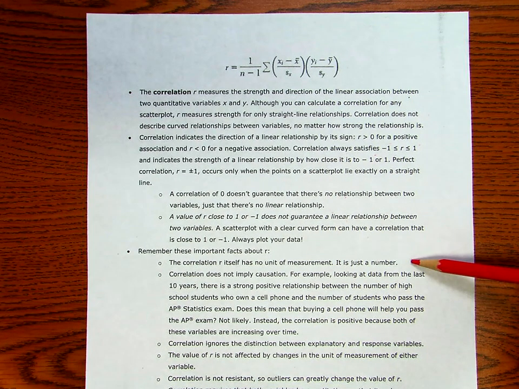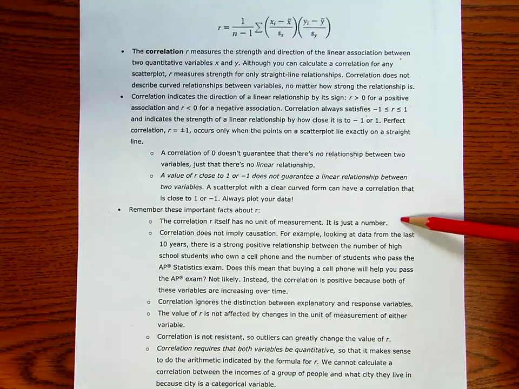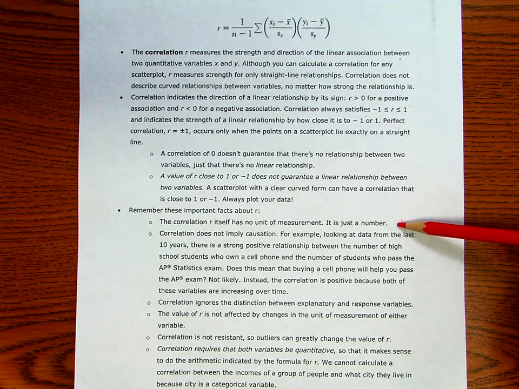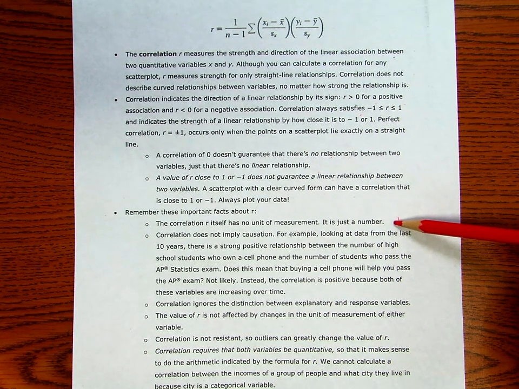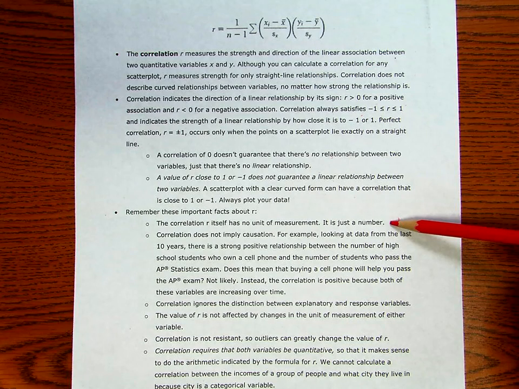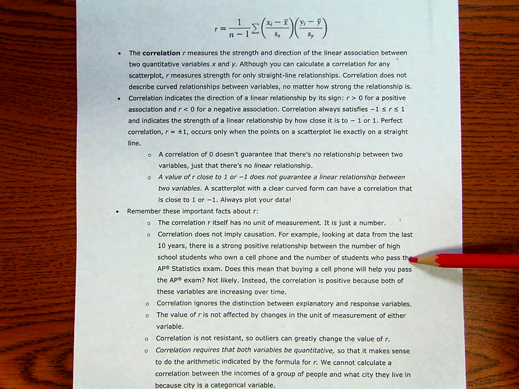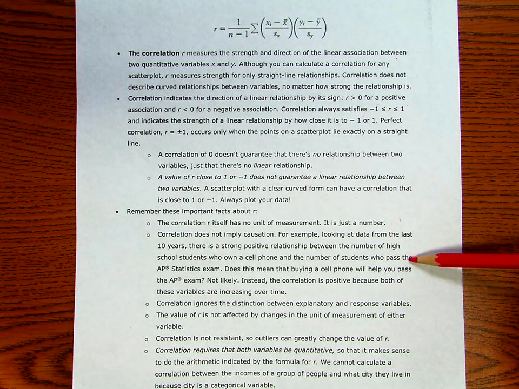Okay, the correlation R itself has no unit of measurement. It's just a number. That's an important thing on free response questions. It's an easy place to lose points by putting some kind of label next to R. If your R has a label, you're not going to be getting full credit. It's just a number. All right, connecting back to lots of different things, correlation does not imply causation.